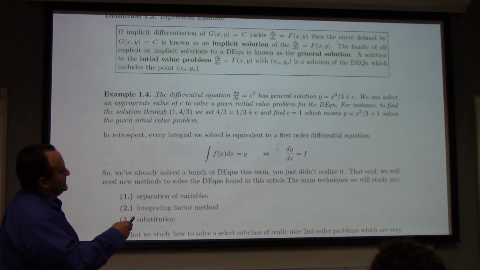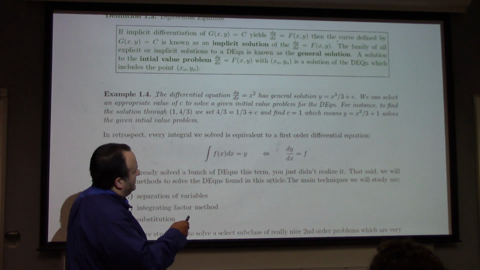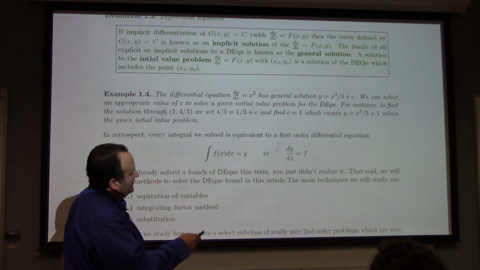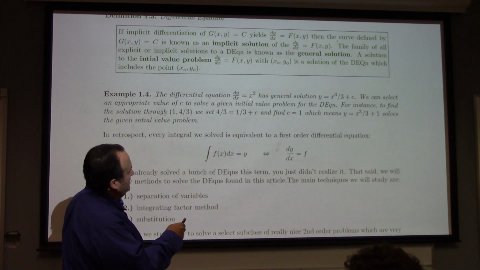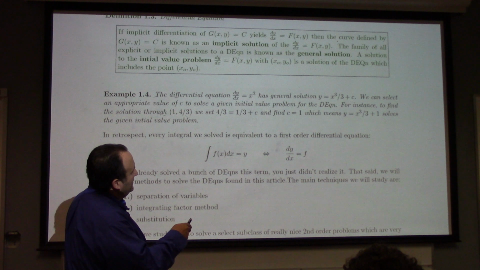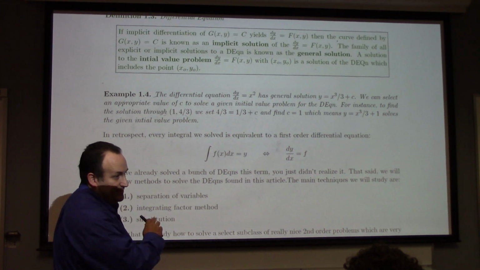So here's dy/dx equals x squared. I say this has general solution x cubed over 3 plus a constant. What I mean by that is that any solution to this differential equation falls under this formula. Right? That gets you everything.